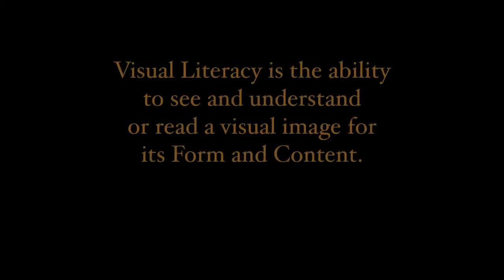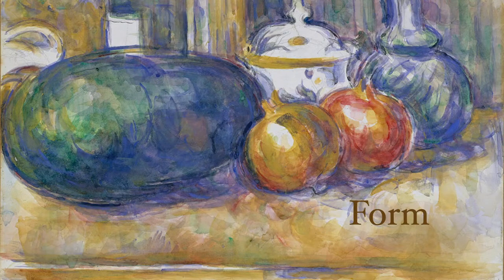Chapter 1, Visual Literacy. Visual literacy is the ability to see and understand or read a visual image for its form and content. Form is an abstract quality expressed in matter. Roundness, as an example, exists first as an idea. That idea is expressed in matter when we see it in a fruit or vegetable or ink on paper.